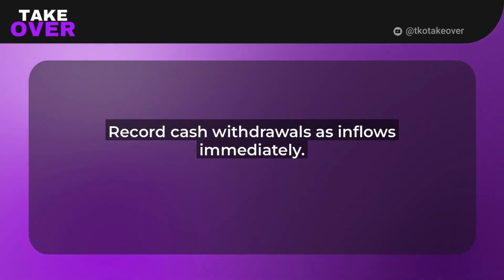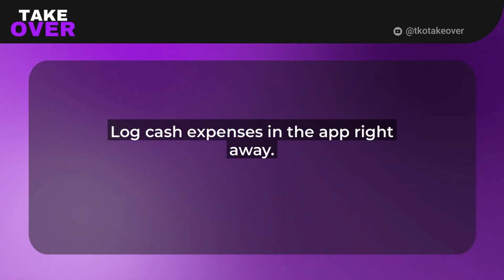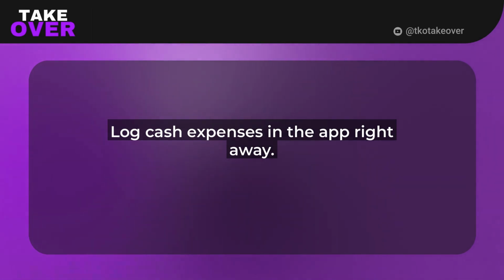Now, when you withdraw cash from an ATM or get cash back, record that transaction immediately in YNAB. Go to the Inflow section and categorize it under your cash envelope. This ensures your budget reflects the real money you have on hand. Remember, YNAB doesn't automatically track cash like it does with bank accounts, so manual entry is your best friend.